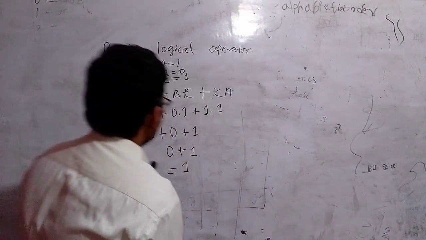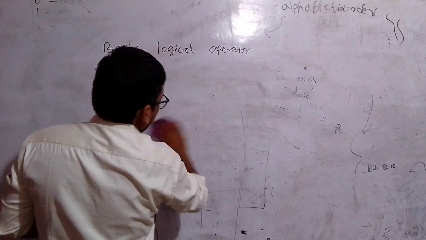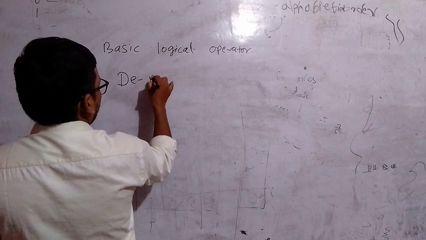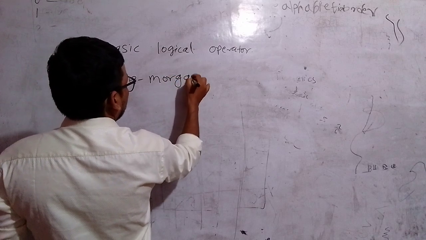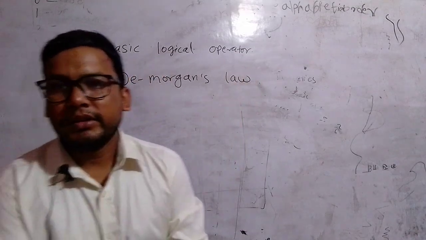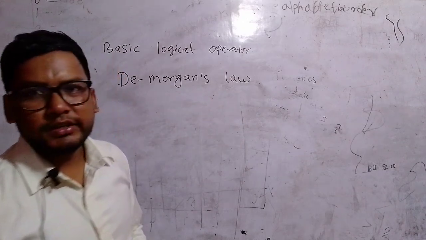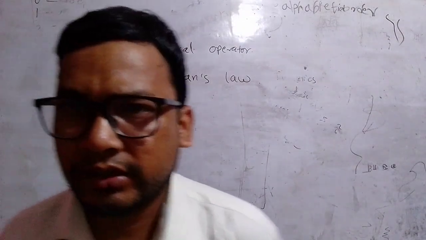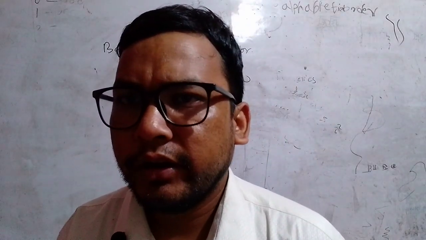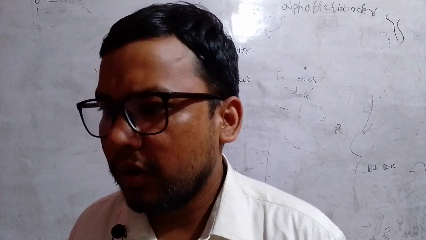Now let's learn De Morgan's rule. What is De Morgan's law? Let me describe De Morgan's law. There are two rules of De Morgan. The first rule: convert the dot operator to the plus operator. That means the AND operator to the OR operator.